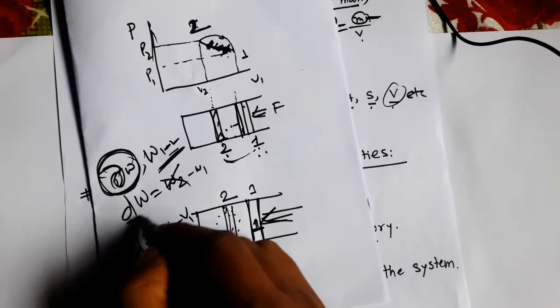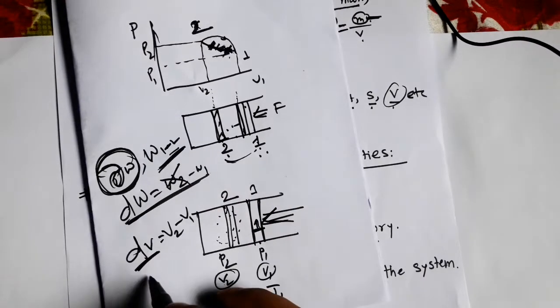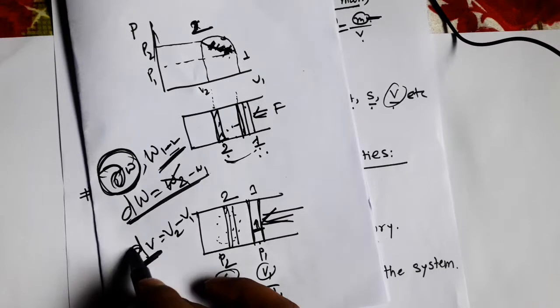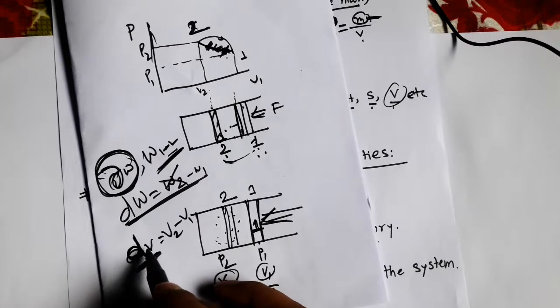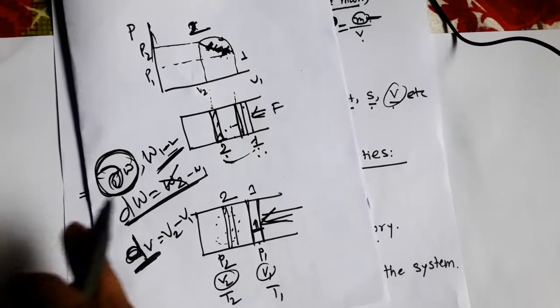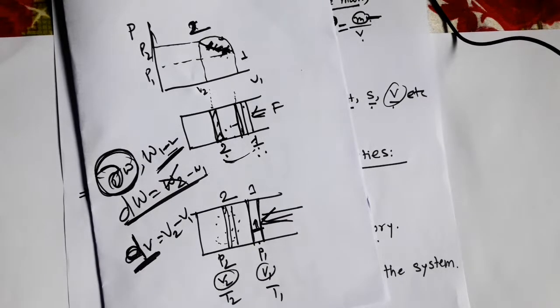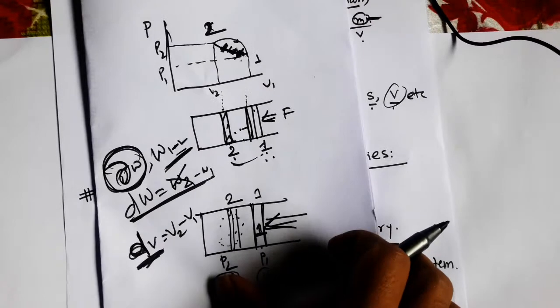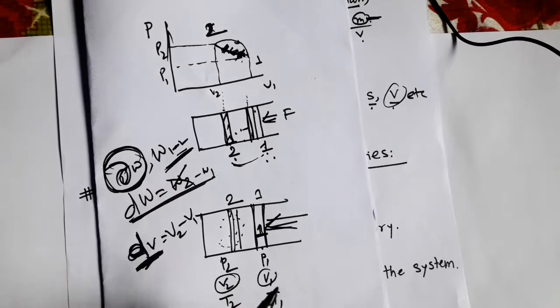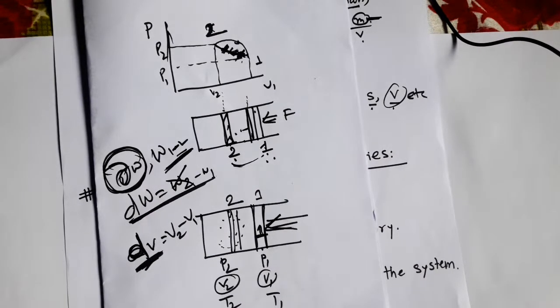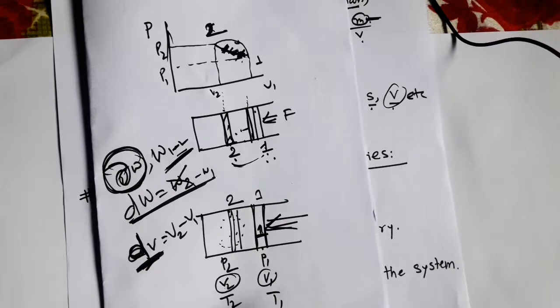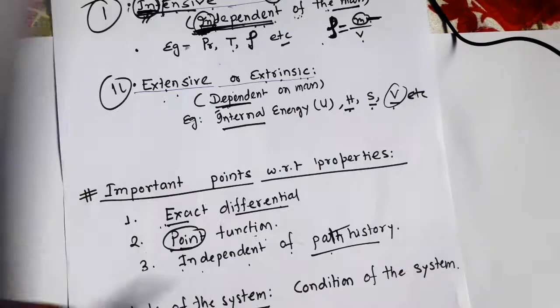We can't write it that way for work, but for all the properties we can measure the change directly by subtracting final minus initial. So all the properties are exact differentials, and at any state we can measure the value of the properties. That's why they are point functions also.